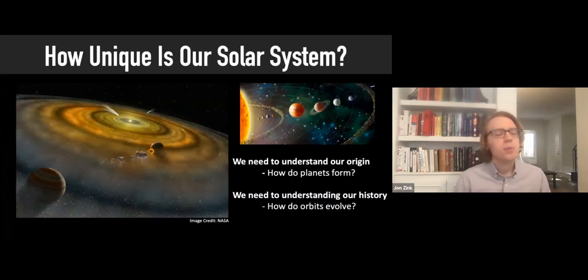Okay, so the big question we really want to answer with exoplanet demographics is understanding how unique is our own solar system. And within this question, there's two smaller sub-questions. The first is, how do planets form? So we need to understand our origin, what kind of materials are needed to make them up, you know, spacing, period, distances between planets and so forth is important. And we also need to understand something about the history of the system, or how do systems evolve over time? What dynamical aspects are important there? So those are our two big features I'm going to talk about today.